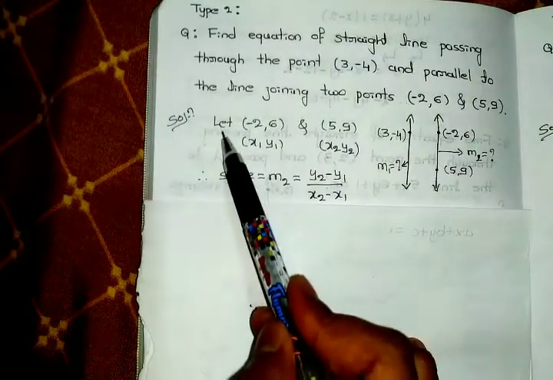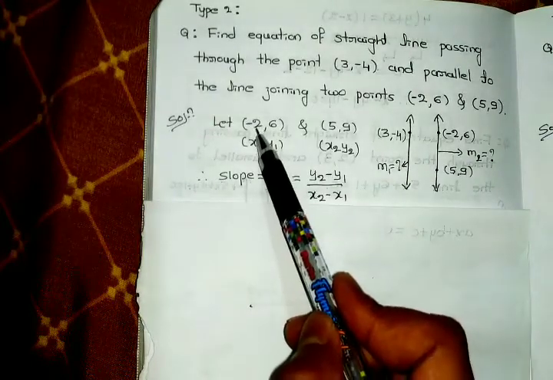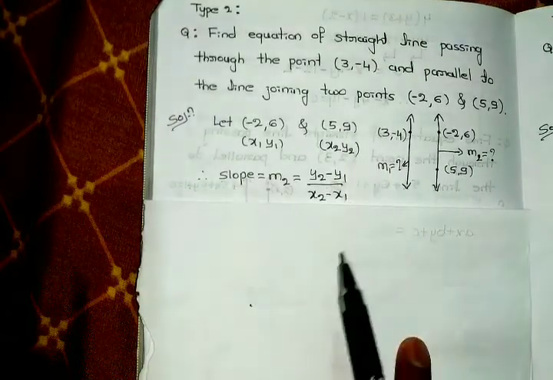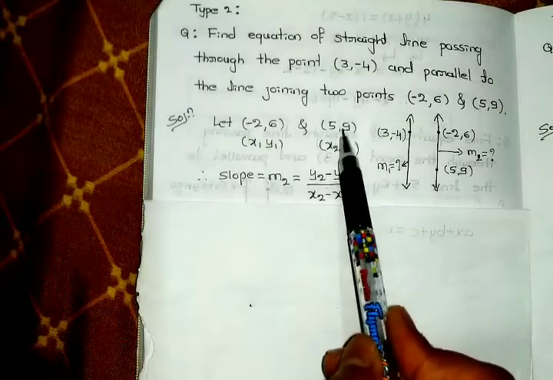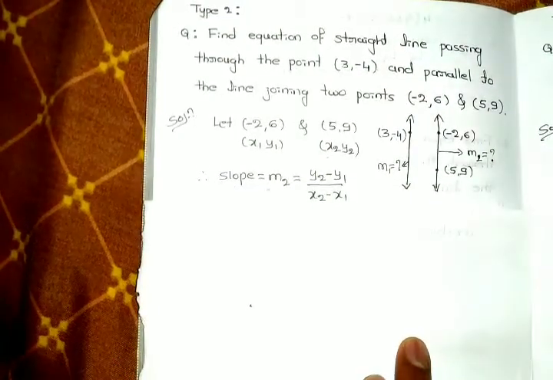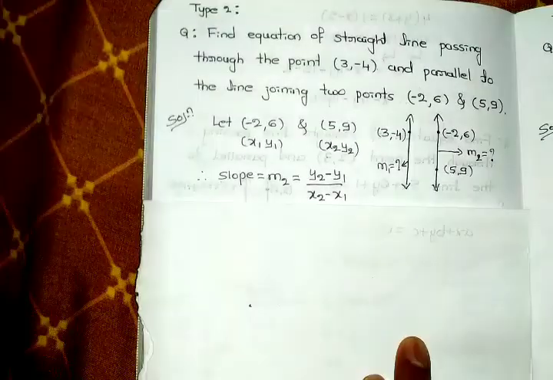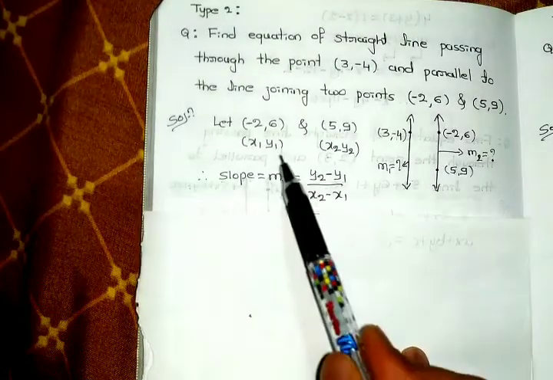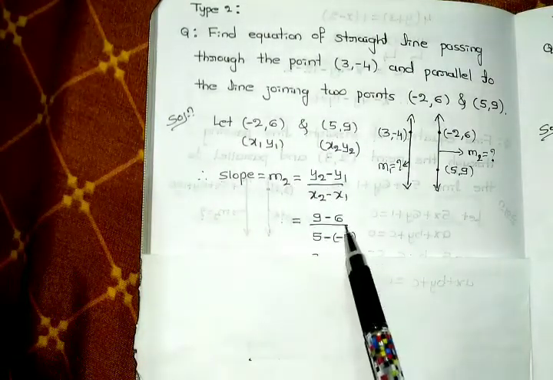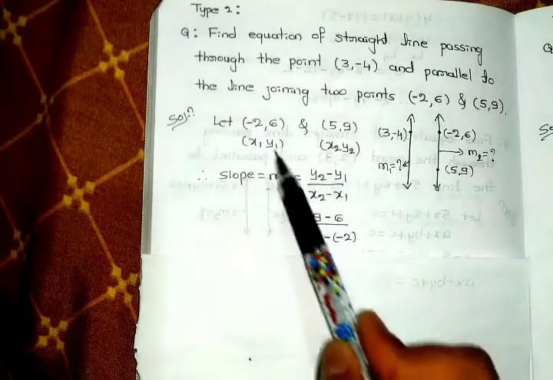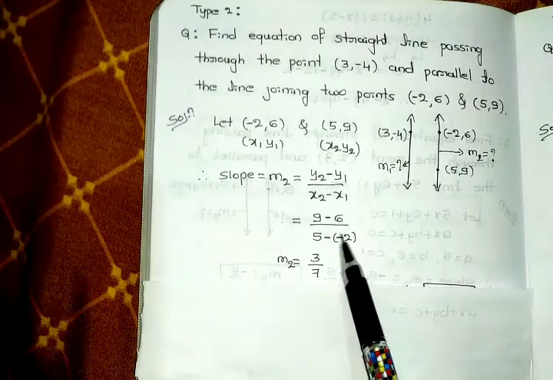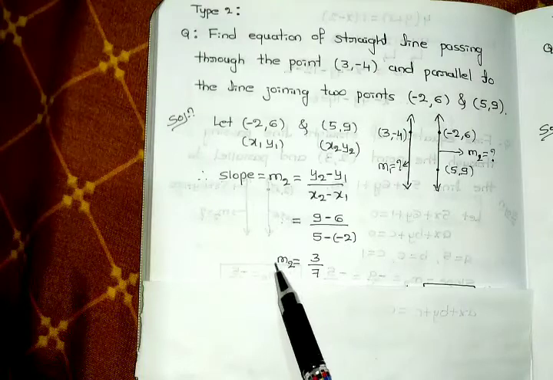Therefore, solution: let the second line points be minus 2, 6 as x1 y1 and 5, 9 as x2 y2. If two points are given, what is the slope formula? M2 is equal to y2 minus y1 divided by x2 minus x1. Now substitute the points: y2 9 minus y1 6, divided by x2 5 minus x1 minus 2. Therefore 9 minus 6 is 3, minus into minus is plus, 5 plus 2 is how much? 7.